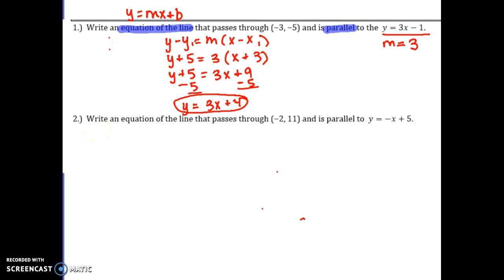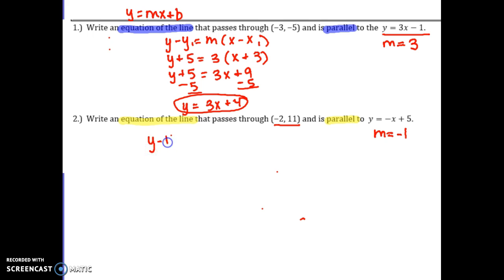Okay, so number 2. Again, we're going to highlight: write an equation of a line that passes through (-2, 11) and is parallel to that equation there. Luckily this is already in slope-intercept form. It's not always going to be that way. We can pull out our slope. Our slope is -1. We're going to use this point in point-slope form.